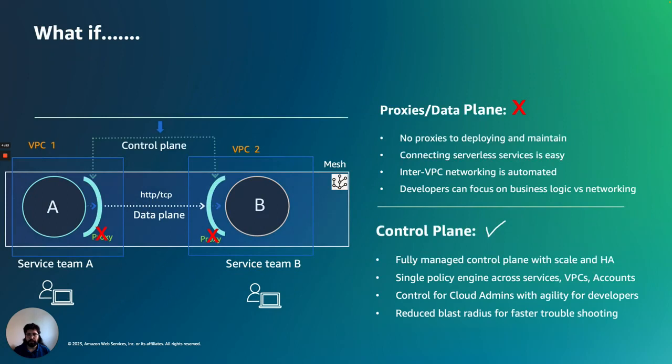So what if we had a solution which doesn't require any proxy or data plane, and where the control plane is fully managed with scale and high availability built in? It provides a single policy engine across services, VPCs, and accounts. It provides control for cloud admins with agility for developers. It helps in reducing blast radius for faster troubleshooting.